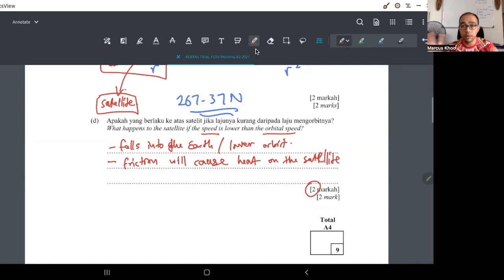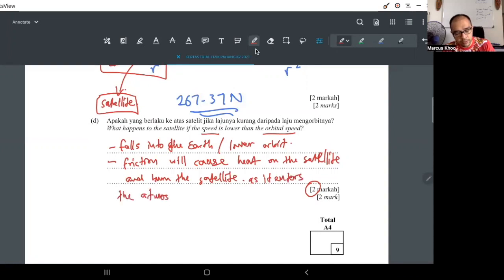Okay, which will cause the satellite to burn, especially if the satellite is entering the Earth's atmosphere. Once it is in the atmosphere, then there is friction. So friction will cause heat on the satellite and burn the satellite as it enters the atmosphere.